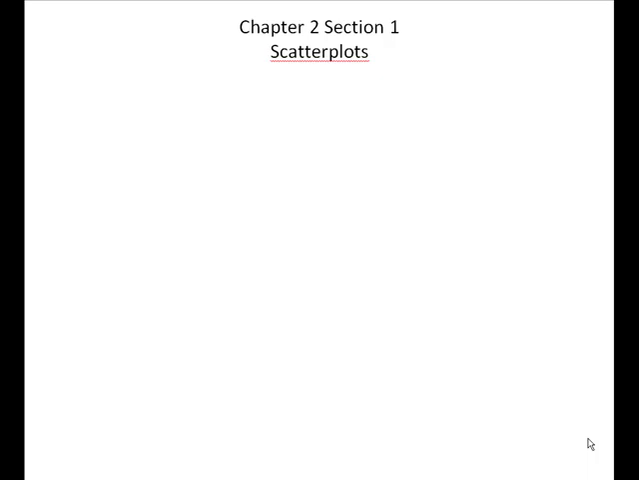Alright folks, welcome to Chapter 2, Section 1, Scatterplots. Chapter 2 is really one topic. Section 1 happens to be the first step in the topic of linear regression. What we want to do is establish or try and see if there is a linear relationship between two variables. And Section 1 is really the first step in this process. And that's how Chapter 2 is arranged.